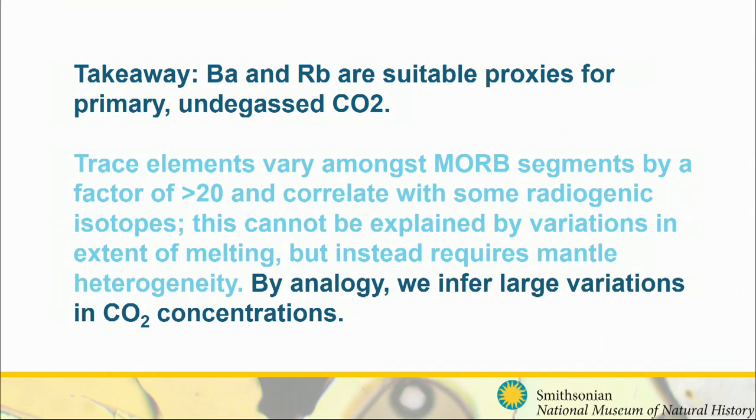So the takeaway message, we're going to use barium and rubidium as proxies for carbon in MORB. And because these trace elements vary on the planet by greater than a factor of 20, that can't be explained by ridge processes, by partial melting processes. And many of these highly incompatible trace elements correlate with a lot of radiogenic isotopes. So we infer mantle heterogeneity. Thus, by analogy with trace elements, we anticipate variations in mantle carbon due to mantle heterogeneity.